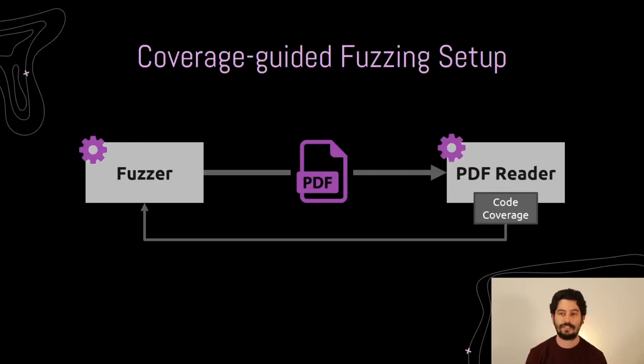We have a fuzzer that generates test cases and inputs them to the target. And we have the code coverage engine that tracks the execution flow of the target and reports it back to the fuzzer. So in this example, the target is the PDF reader, and the fuzzer generates the inputs, which are PDF files, and opens them using the reader. So this is pretty straightforward.